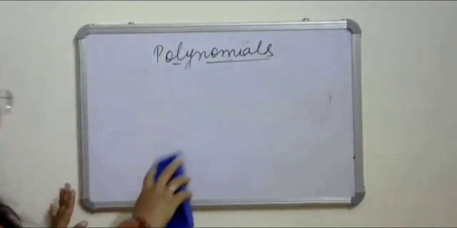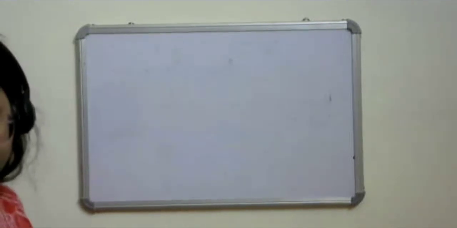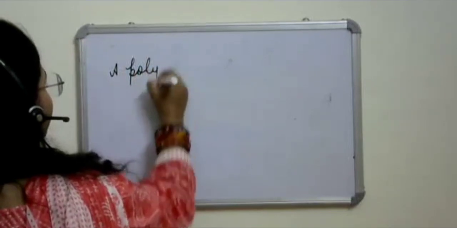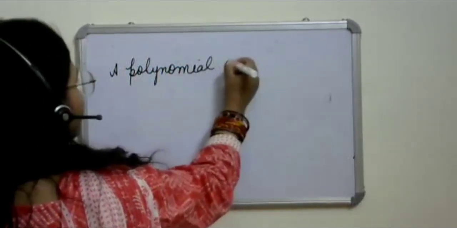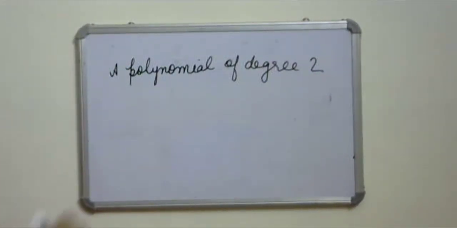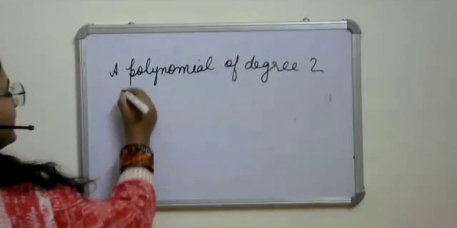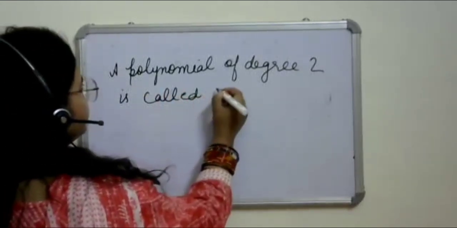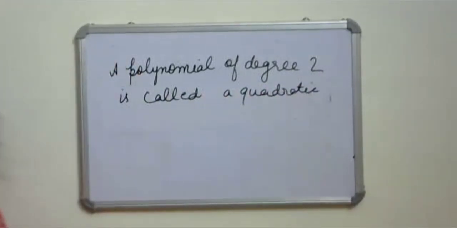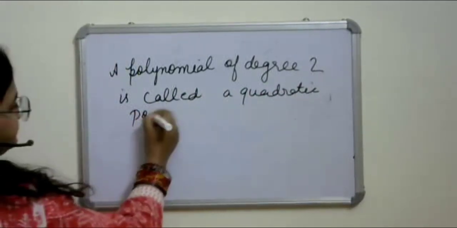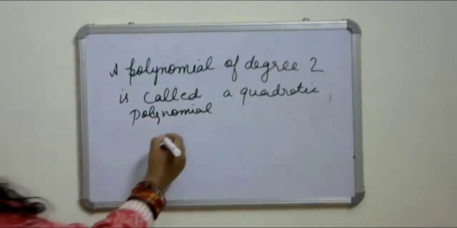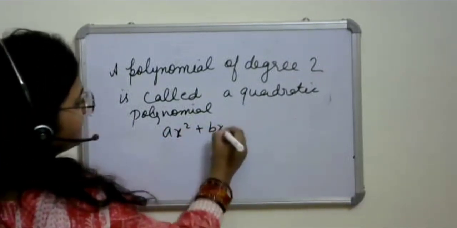Like I said, this was the polynomial of degree n. So if we consider a polynomial of degree 2, then this type of polynomial is called a quadratic polynomial. Let's consider an example here: ax square plus bx plus c.